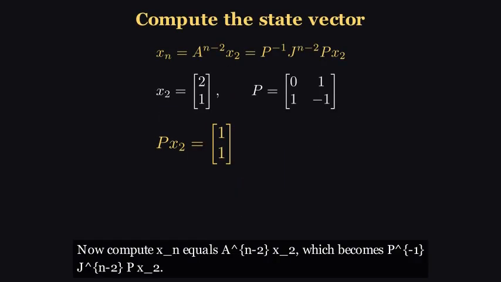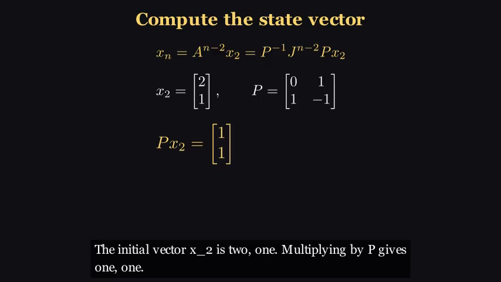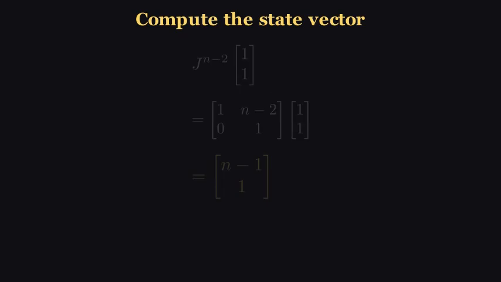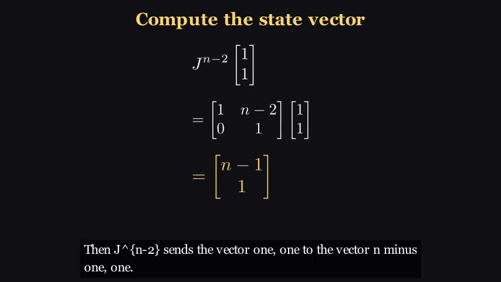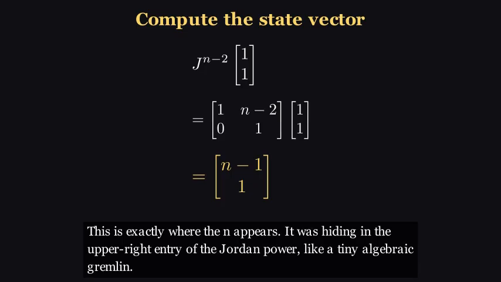Now compute x_n equals A to the n minus 2 x_2, which becomes P inverse J to the n minus 2 P x_2. The initial vector x_2 is 2, 1. Multiplying by P gives 1, 1. Then J to the n minus 2 sends the vector 1, 1 to the vector n minus 1, 1. This is exactly where the n appears. It was hiding in the upper right entry of the Jordan power, like a tiny algebraic gremlin.